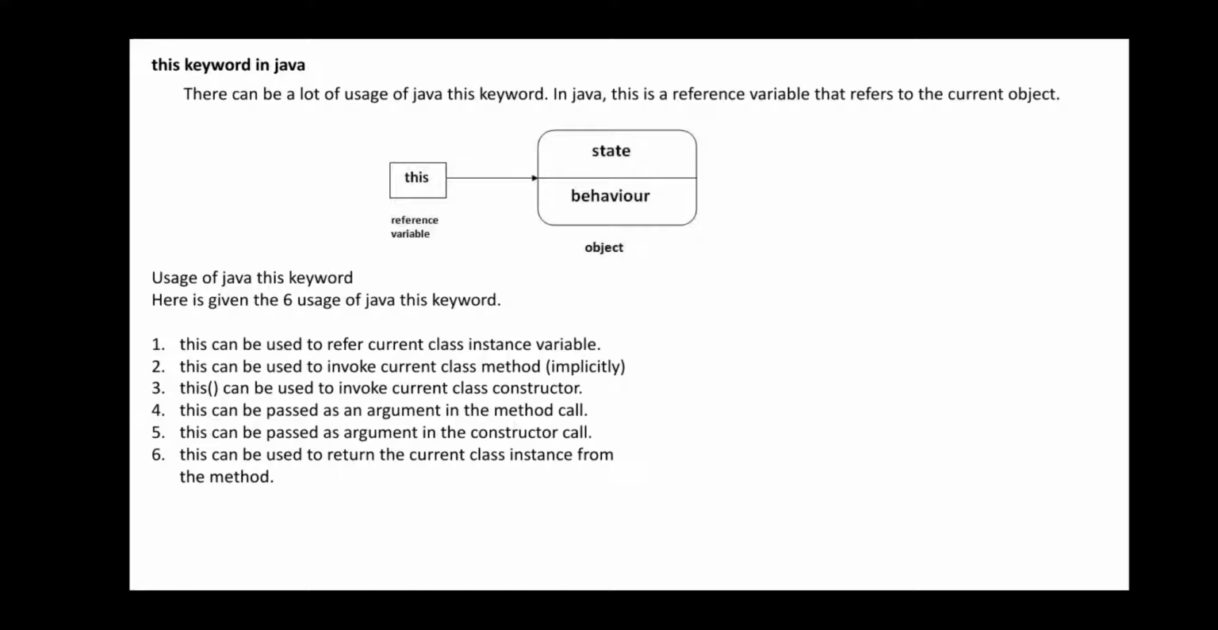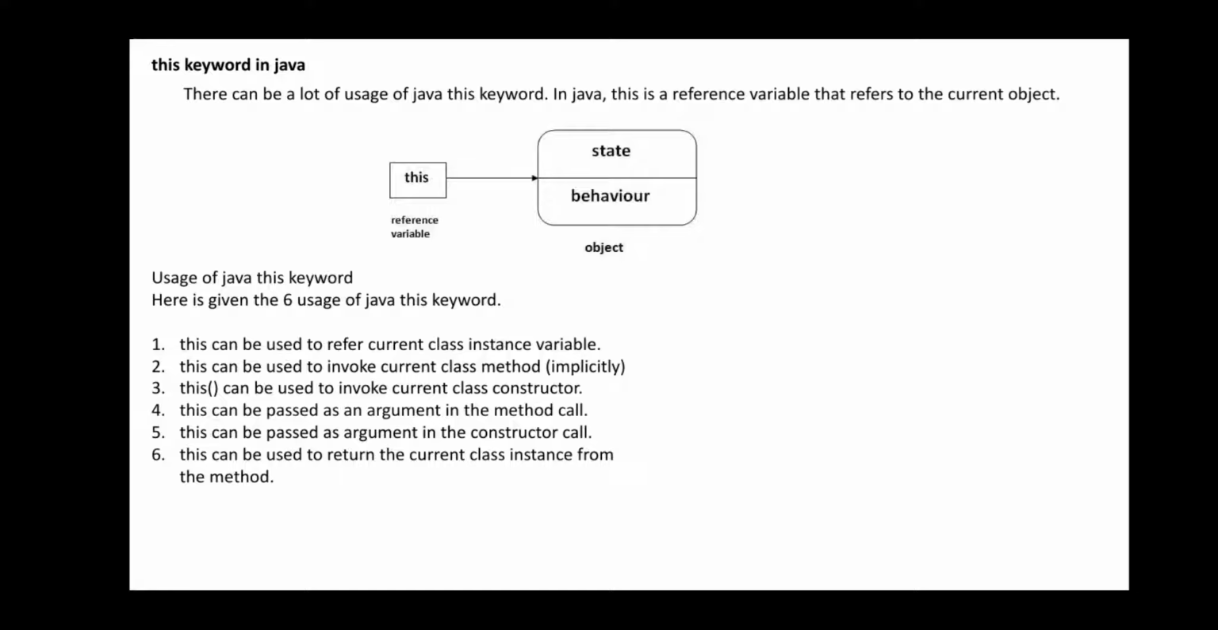This can be used to invoke the current class method implicitly. Implicitly means within the class itself. Explicitly means outside of the class. In the previous examples, you have seen how explicit calls are executed, but here also you are going to go with the implicit, meaning it is going to be executed within the class state.